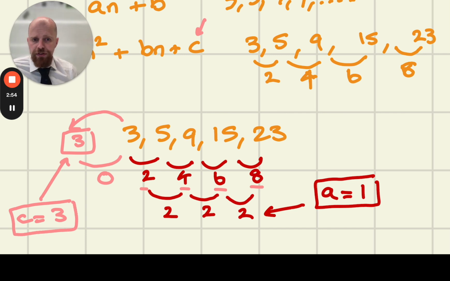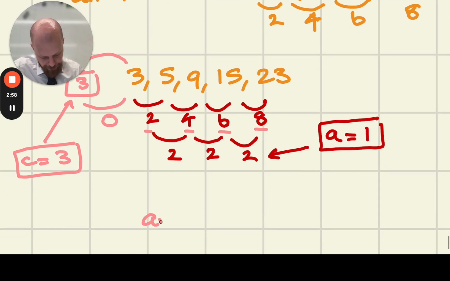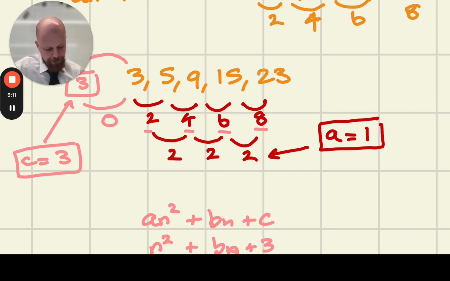So what do I know so far? Well, I know I have an squared plus bn plus c. And I know that a is 1. So I have n squared. I don't know b, but I know that c is 3. So I have n squared plus bn plus 3.